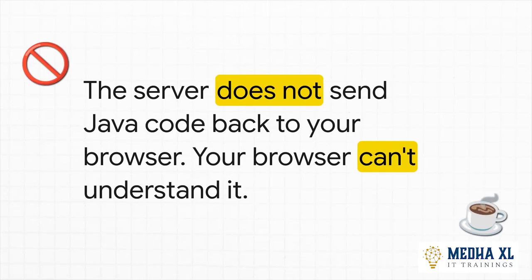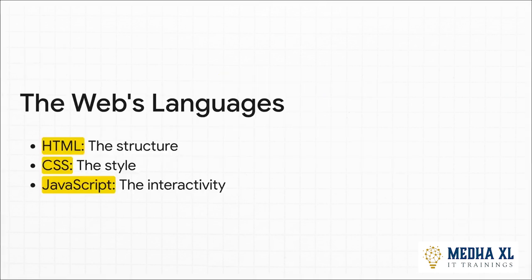Now, here's a super important point. The server can't just send a bunch of raw Java code back to you. Your browser has no idea how to read Java. It would be like a chef sending you the recipe written in a language you don't speak. It just wouldn't work. Instead, the server translates everything into the three universal languages that every single browser on the planet understands. It sends HTML, which is like the skeleton of the page. It sends CSS for all the style, the colors, the fonts, the layout. And it sends JavaScript to make things interactive, to make the buttons actually do stuff.